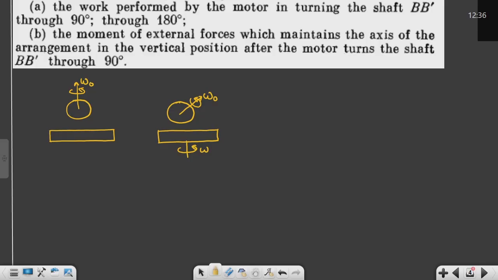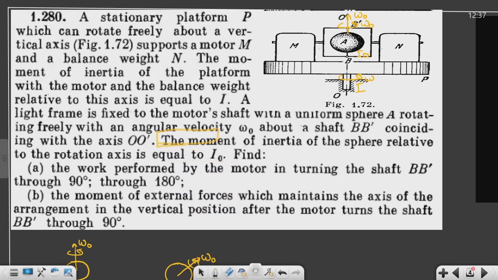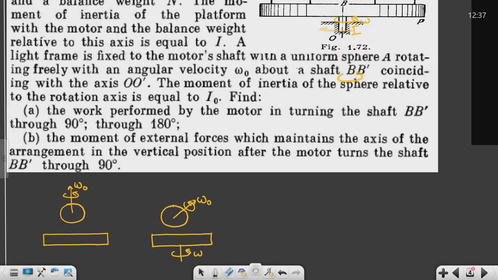One more thing, observe out here very properly. The platform is moving with angular velocity omega. Look at the diagram. That means this frame is fixed to the platform. So if the platform is moving with angular velocity omega, this frame would also rotate, no? So the sphere would have an angular velocity omega naught in this direction, but the sphere would also have angular velocity in this direction, isn't it? With the same angular velocity omega. So now the sphere has two angular velocities, one along this direction and one along this direction.